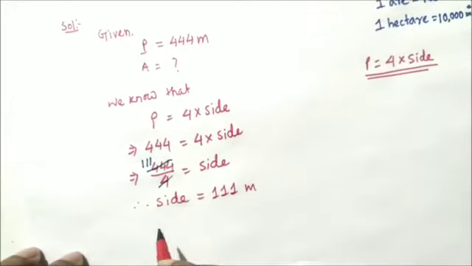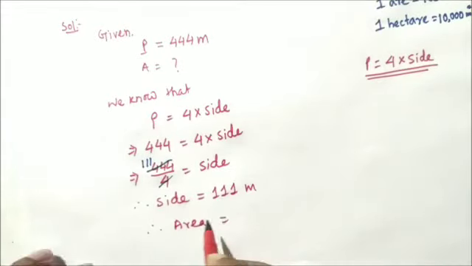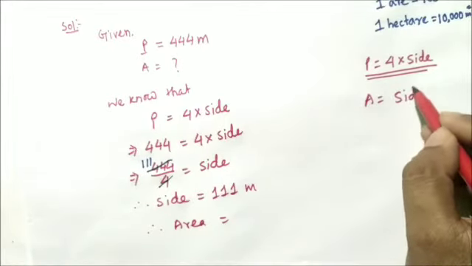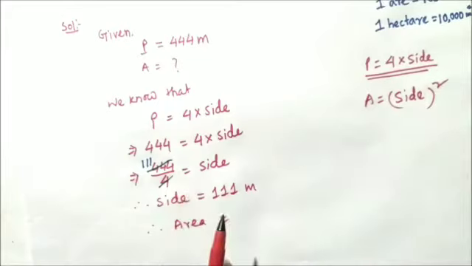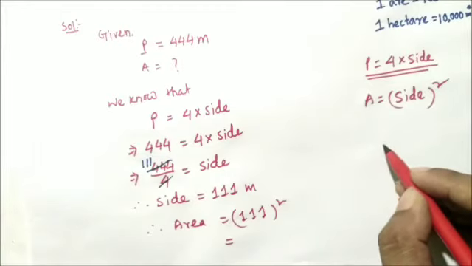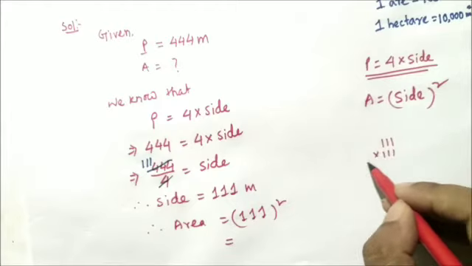Is it clear? Now, area. What was the formula to find the area of a square? That was side square. Yes or no? So 111 square, this will be the area. And if you calculate this one, 111 square, what is 111 square? If you calculate 111 into 111.